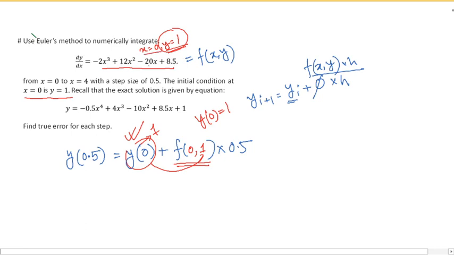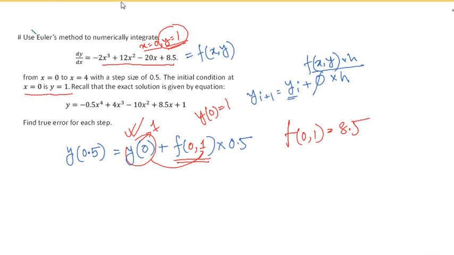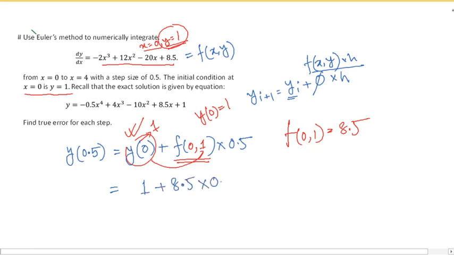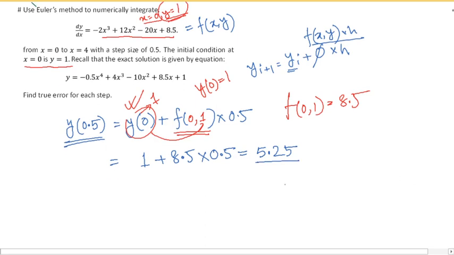We'll be getting dy by dx equals 8.5, so we can say f(0, 1) equals 8.5 in our case. So this becomes 1 plus 8.5 multiplied by 0.5 according to Euler method, and this gives us the value of 5.25 at x equals 0.5. At x equals 0.5, the value of y will be 5.25.